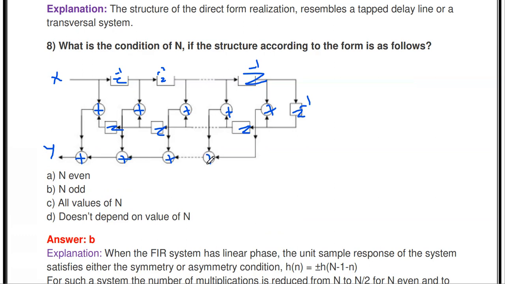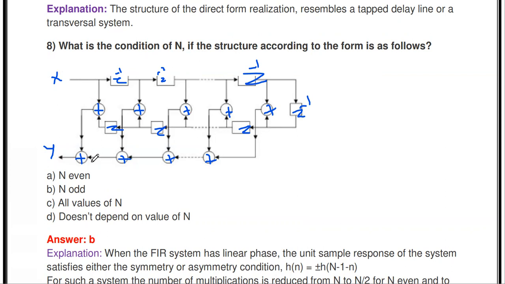So this is the structure. You see, this structure is nothing but a linear phase realization of FIR filter. In linear phase realization, the condition for the linear phase filter is h(n) equal to h(N minus 1 minus n). So the two coefficients have the same value. That's why the number of multipliers used in this realization is automatically reduced by half. Okay, that is the thing.